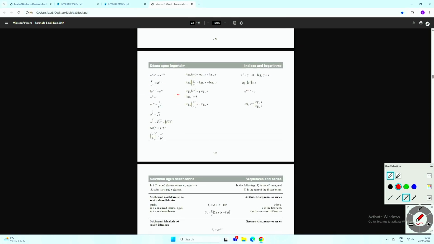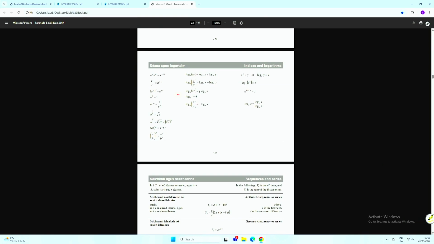There it is. There's the rule I'm looking for. Okay, this one. See it? If you've got a number to one power divided by the same number to a different power, you just subtract the powers. So a to the power of p divided by a to the power of q is just a to the power of p minus q. That's all this question is testing.